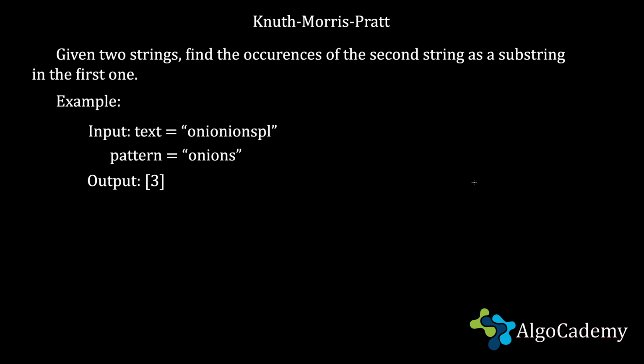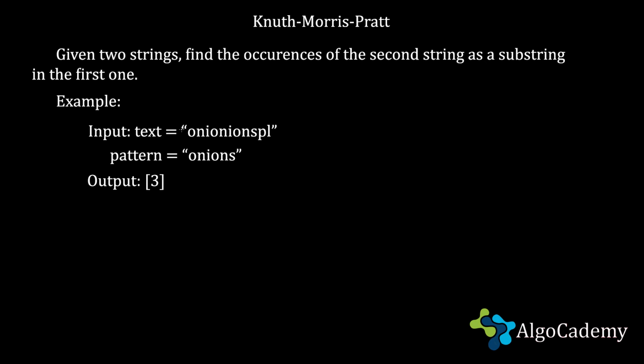Alright, it's time to get serious and learn about the Knuth-Morris-Pratt, or so-called KMP, algorithm. This algorithm was designed to solve the previous problem, which was string matching. Given two strings, we have to find the occurrences of the second string as a substring in the first one.